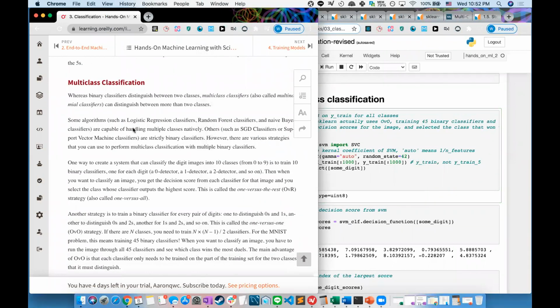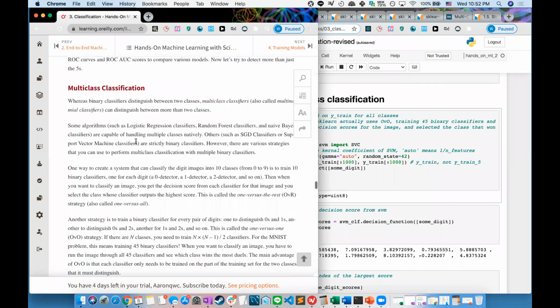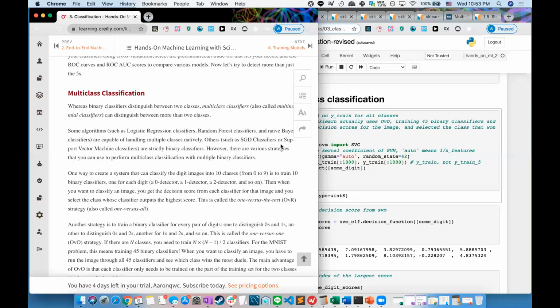Multi-class classification. Whereas binary classifiers distinguish between two classes, multi-class classifiers, also called multinomial classifiers, can distinguish between more than two classes. Some algorithms, such as logistic regression classifiers, random forest classifiers, and naive Bayes classifiers, are capable of handling multiple classes natively. Others, such as SGD classifiers or support vector machine classifiers, are strictly binary classifiers.